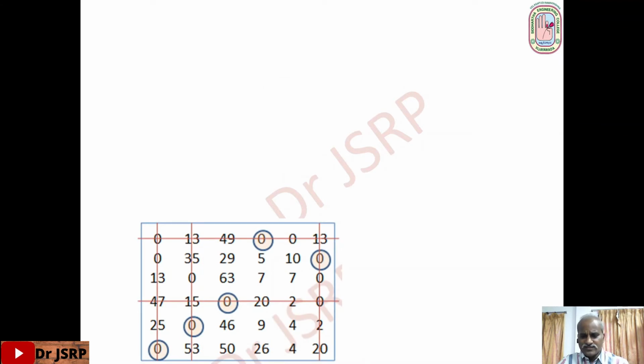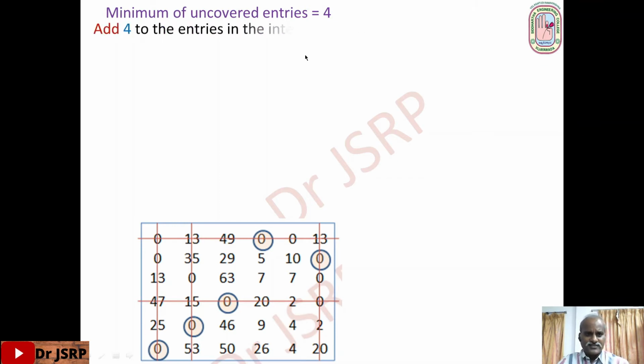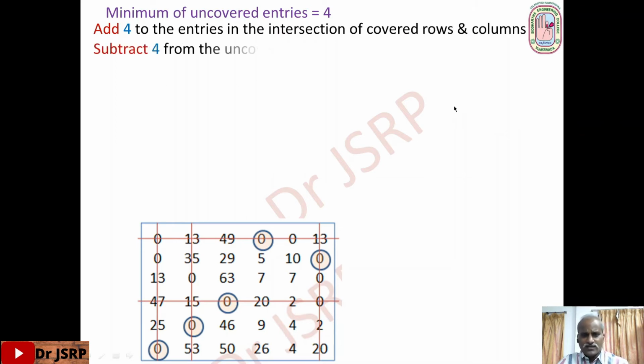How do you improve the solution? Take the minimum of uncovered entries. So minimum of uncovered entries is, observe here, 4. Minimum of uncovered entries is 4. Add 4 to the entries in the intersection of covered rows and covered columns, and subtract 4 from uncovered entries.